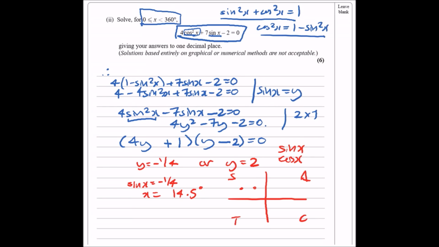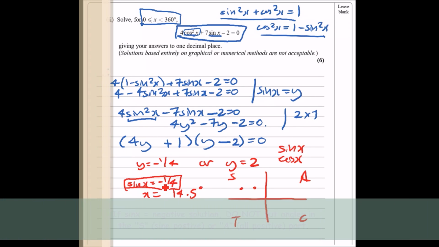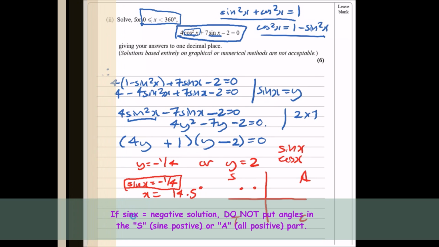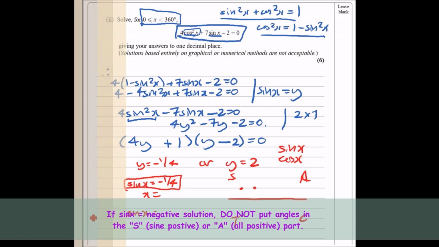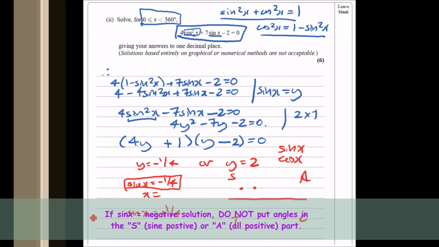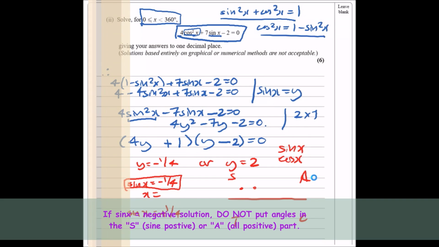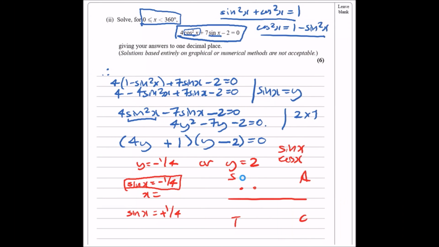Usually we always check this part to determine how to use it. Notice that we have a negative sign here. This means that we do not put angles in the sine part or the All part. All implies that it's positive. If the equation was, for example, sine x equals a quarter, positive quarter, it means that we would use values from A and S. Because we have negative quarter, it means we will have to work in the non-sine and non-All quadrants.